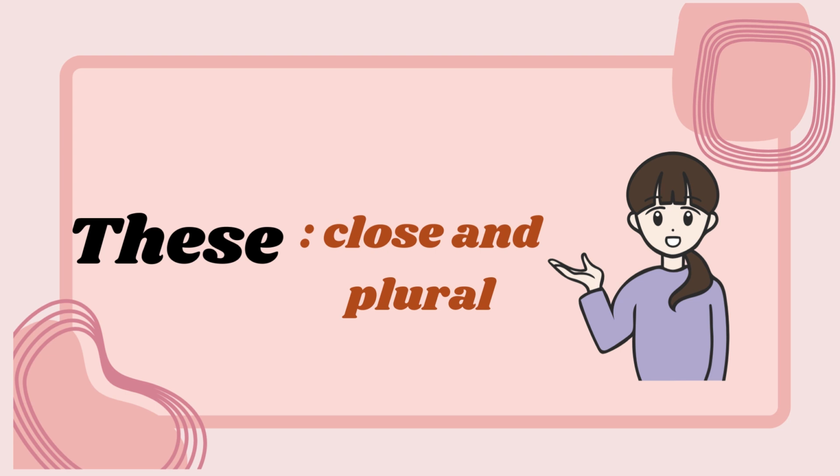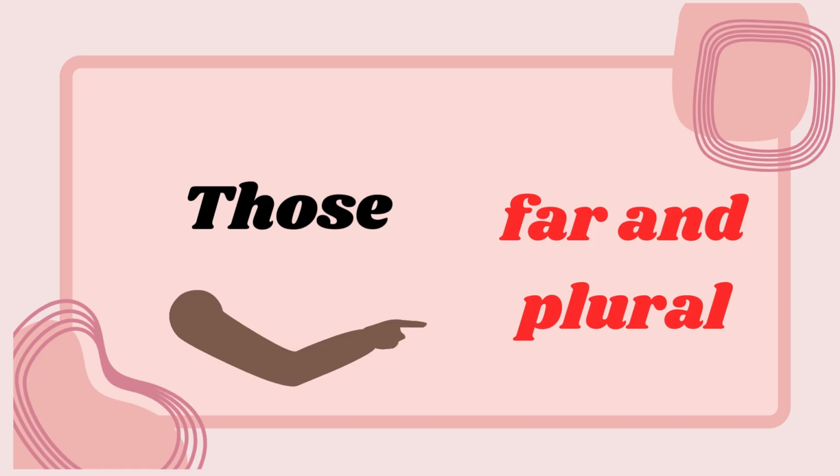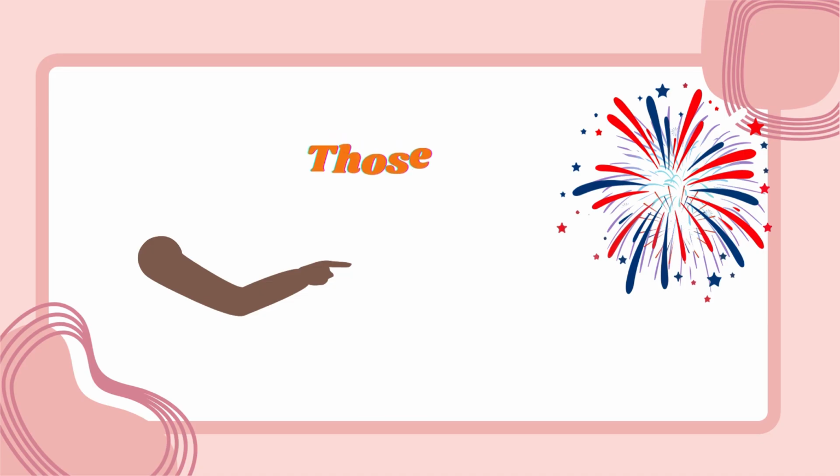These is for things close and plural. For example, these are delicious cookies. Those is for things far and plural. Example, those were amazing fireworks.